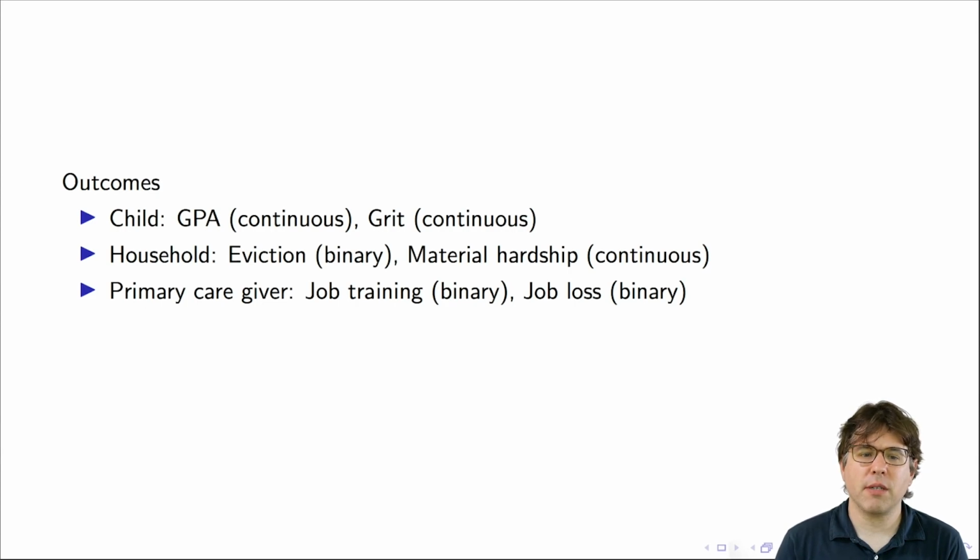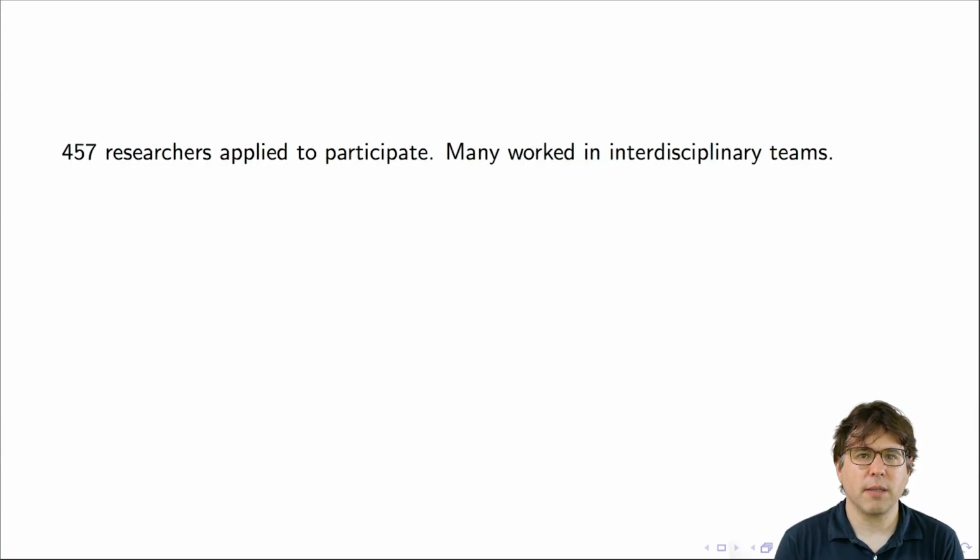Also, some were properties of the household, so eviction, whether the household was evicted, and the amount of material hardship the household experienced. Material hardship is like a measure of experienced poverty. It's a scale that includes questions like, have you ever gone to bed hungry? Were you ever not able to go to the doctor because you couldn't afford it? Things like that. Finally, some of the outcomes are about the primary caregiver: whether the primary caregiver participated in job training, and whether the primary caregiver had job loss.